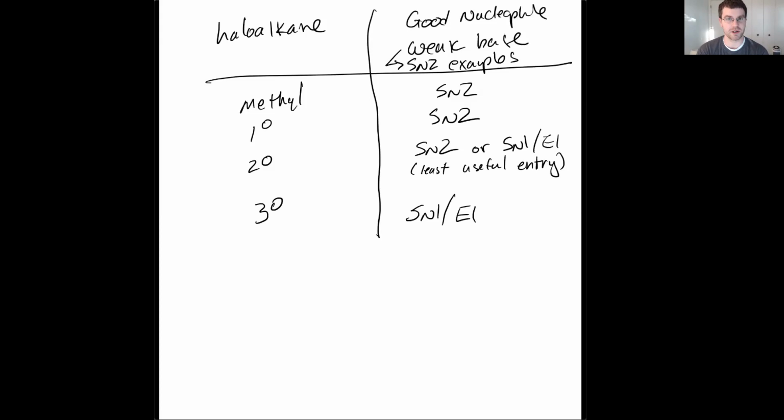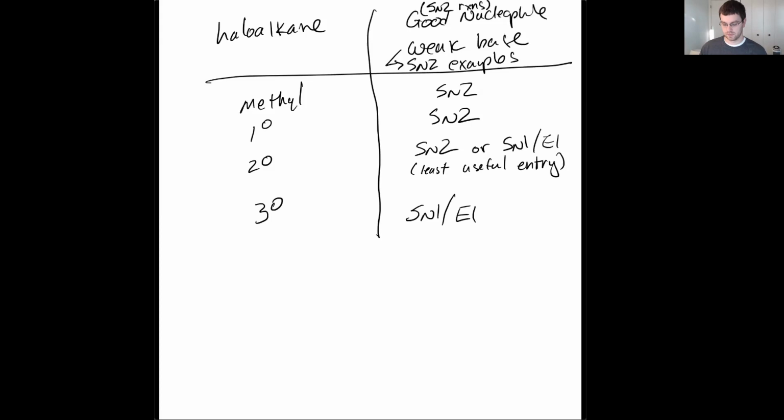But for the secondary ones, it's a little bit confusing to know which one you're going to get, Sn2 or Sn1 E1. It's just one of those things you have to go into the lab and actually mix the chemicals together to see what happens. But this is kind of our Sn2 category. The second column, these are the Sn2 reactions.